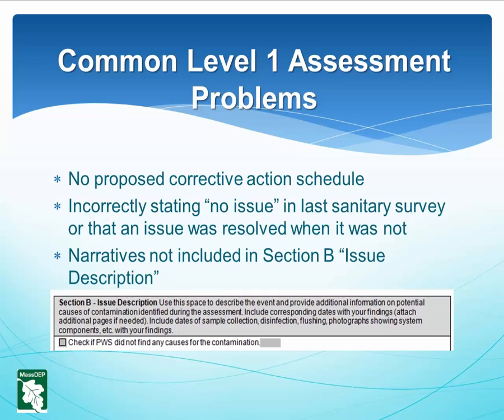Corrective actions suggested by the assessors without any commitment or a proposed schedule. Incorrectly stating no issue in last sanitary survey, or that an issue was resolved when it was not. Narratives not included in Section B, issue description. The instructions mandate that assessors provide collection dates, describe the event, etc.